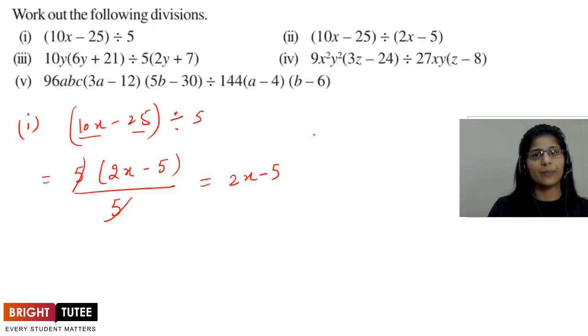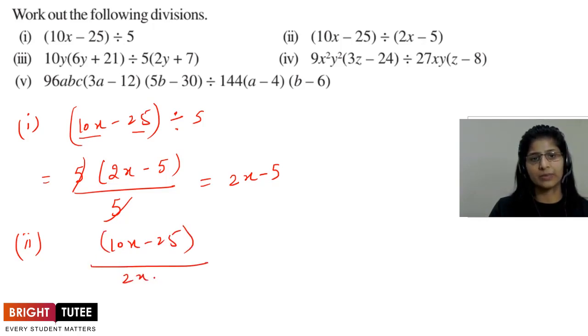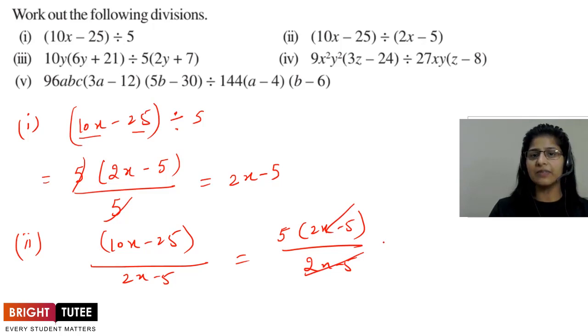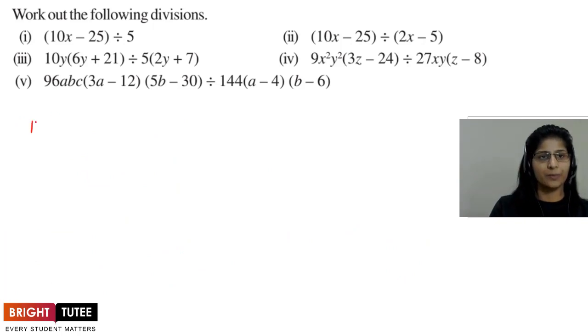Clear? Okay. Let's try the second part now. In the second part, we have the same thing, 10x minus 25, and we have to divide it by 2x minus 5. So taking 5 common, we are left with 2x minus 5 divided by 2x minus 5. Cancelling them, we are just left with 5. Clear? Okay. Moving to the third part of the question.